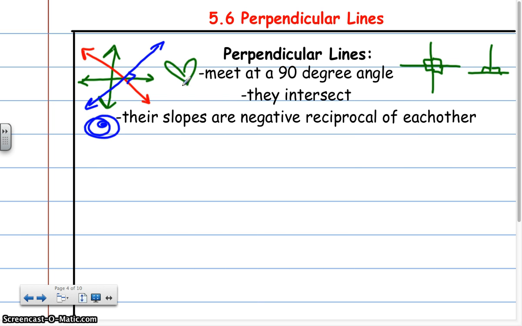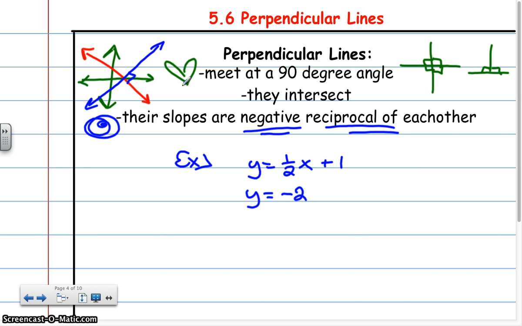Here is the doozy. Their slopes are negative the reciprocal of each other. And that's what's hard to visualize. That's what most students really struggle with. So the slopes of perpendicular lines are negative the reciprocal of each other. For example, let's say I had y equals 1/2 x plus 1. That's a line. The slope of this line is 1/2. Well, the slope of a line perpendicular to it would be negative the reciprocal of that slope.